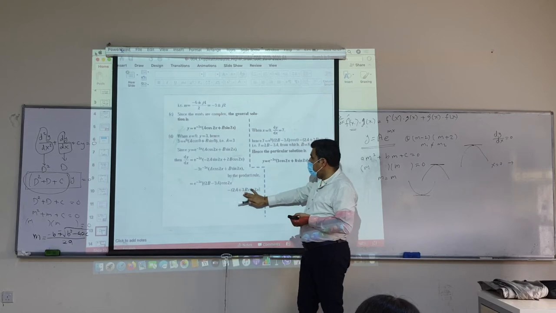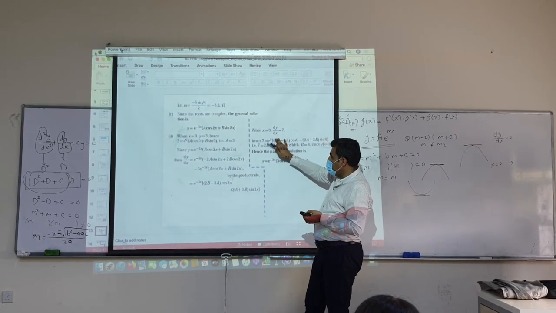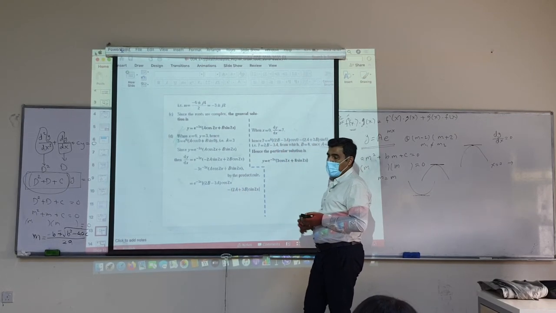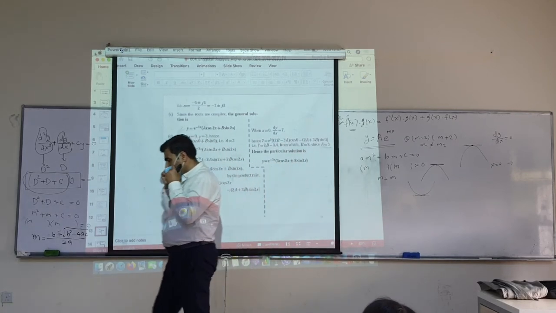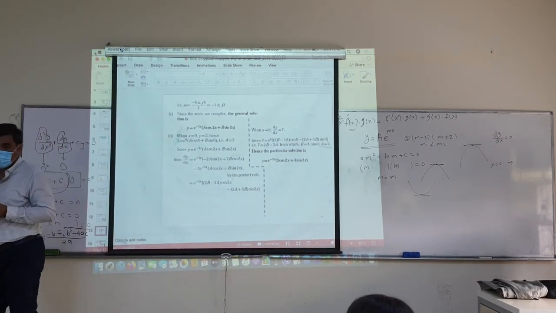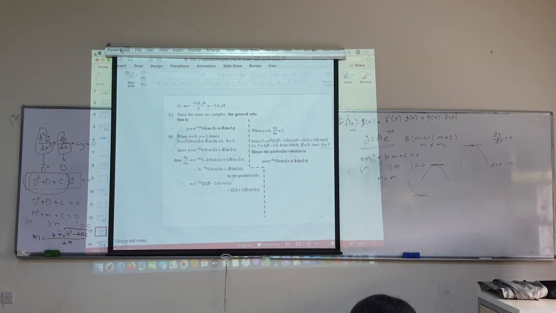Just rearranging the things, substituting it will give you the final equation which is the particular solution in this case. Is it clear? Okay.